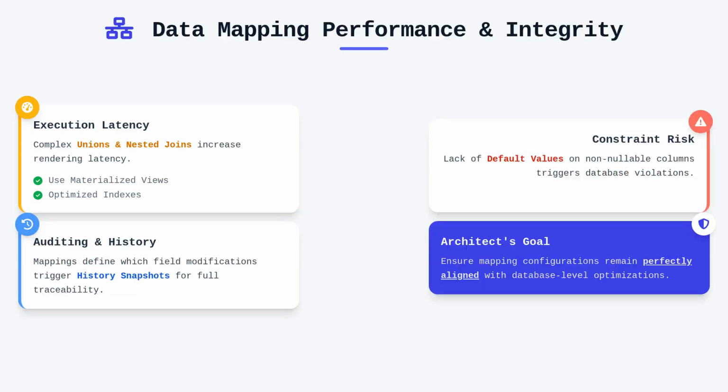You also need to pay attention to how the system handles null values and default attributes during the mapping process. If a field in the UI is mapped to a column that does not allow nulls at the database level, and you have not defined a proper default value in the mapping, you will trigger a database constraint violation every time a record is persisted. These mappings also play a critical role in the auditing process, as they are often used to define which fields should trigger a history snapshot when they are modified.